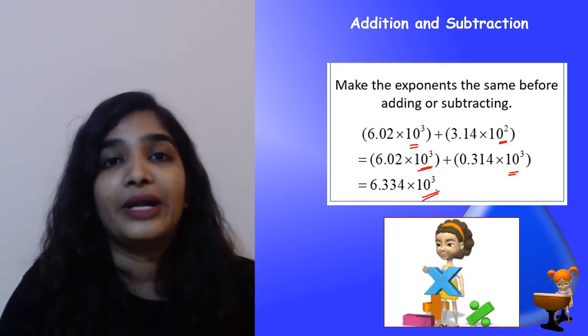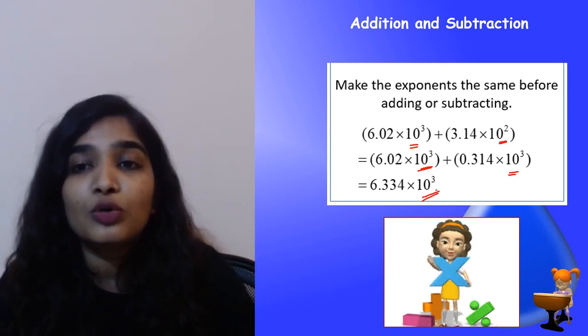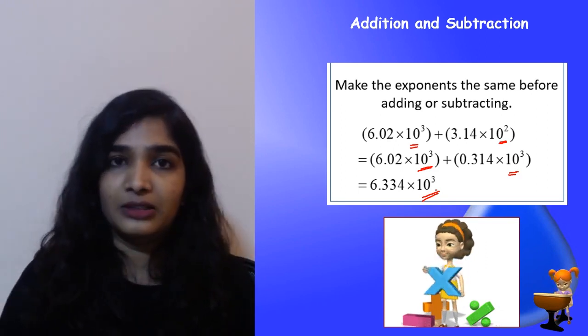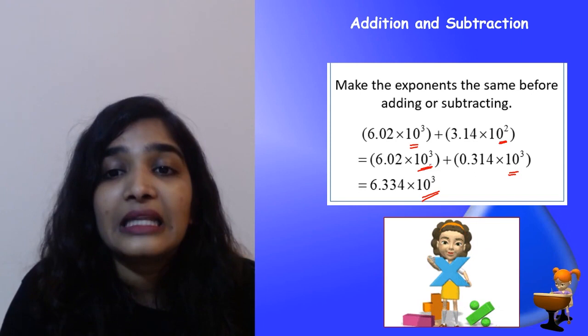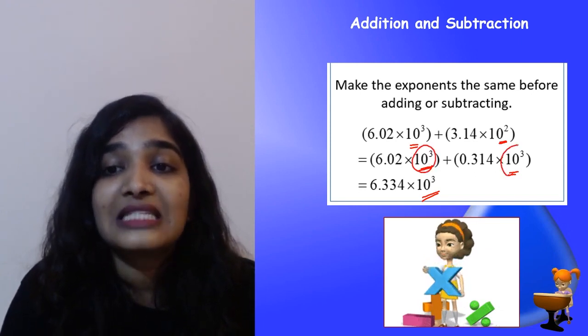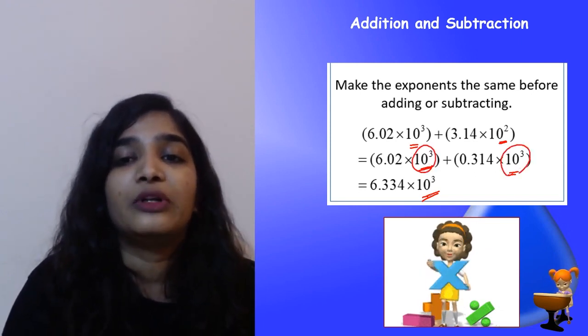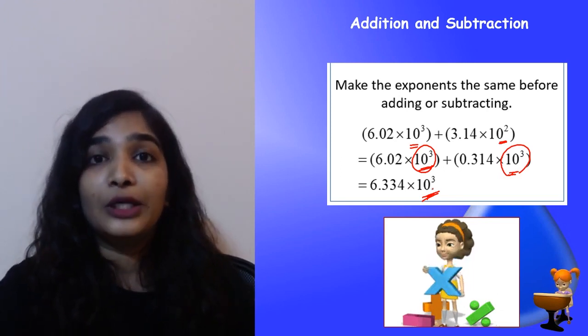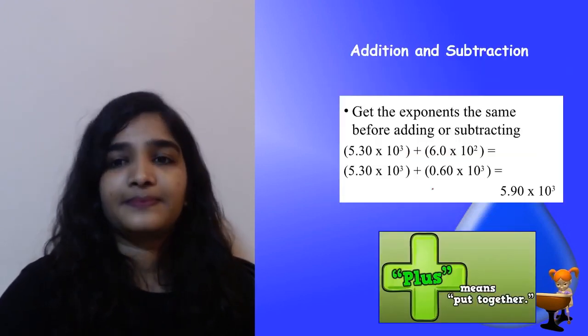You just have to write it. So it will be 6.02 plus 0.314. These are the digit terms, and as the exponent is the same now, you just have to represent it. So the final answer would be 6.334 into 10 raised to 3.